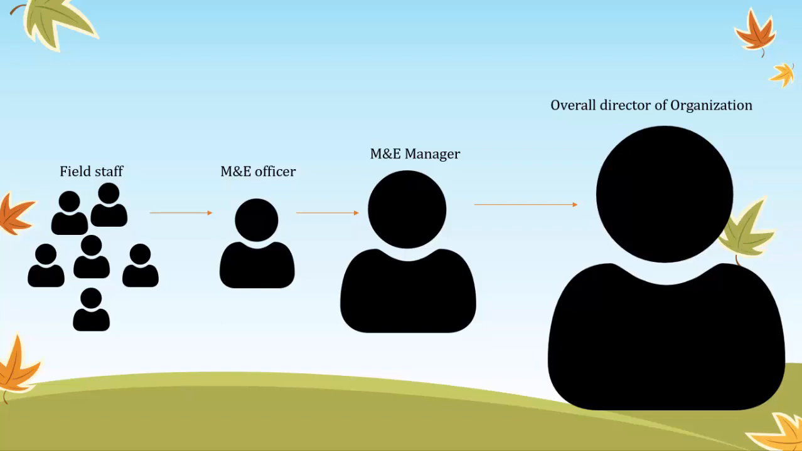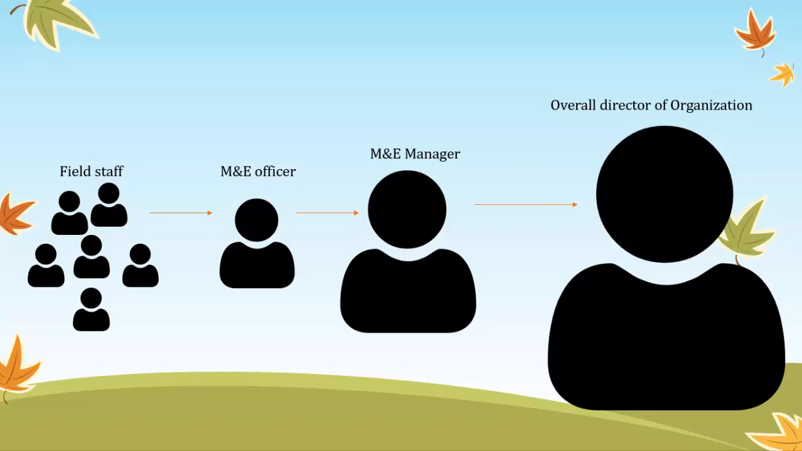So what this means is that at every stage of the process, each group is reporting to somebody. The field staff, these are the ones who do the data collection. These are the eyes and ears of the M&E officer or the manager or the director. These are the people who are doing the groundwork. They report to the M&E officer. The M&E officer reports to the manager, then the manager will report to the overall director.